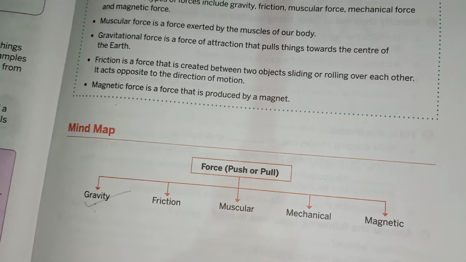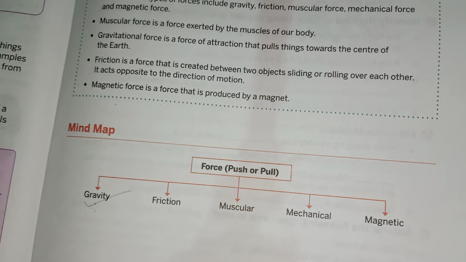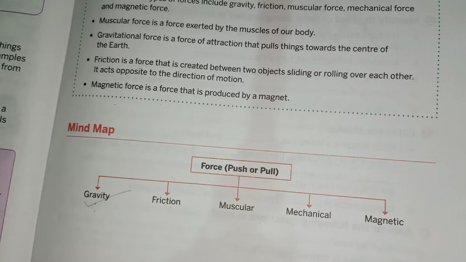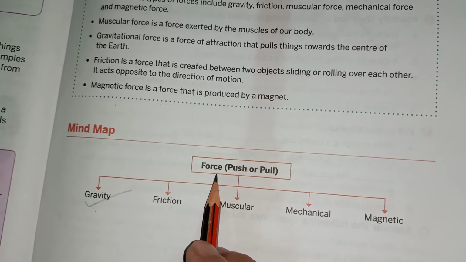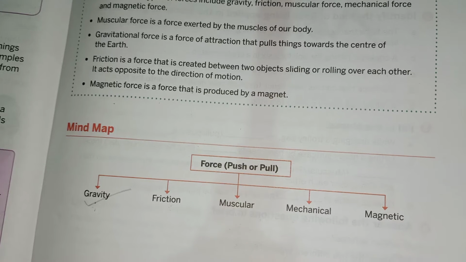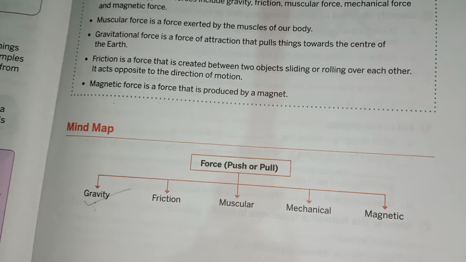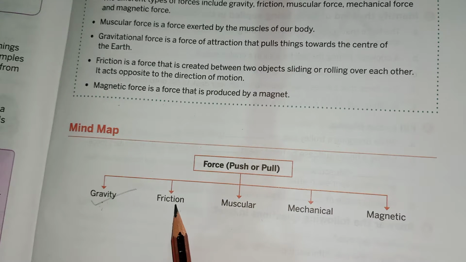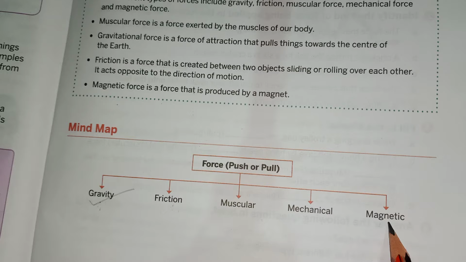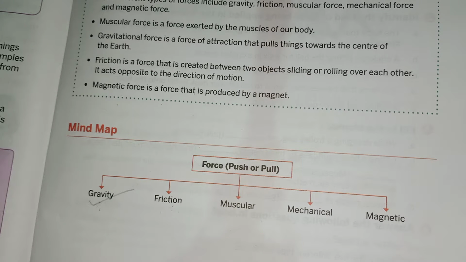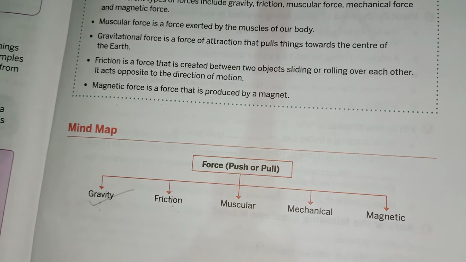Now, we were doing force, and we know now that any push or pull or a twist acting on an object is known as force. And we learned that there are 5 different types of forces, and they are gravity, friction, muscular force, mechanical, and magnetic. And we have already learned about gravity or gravitational force.